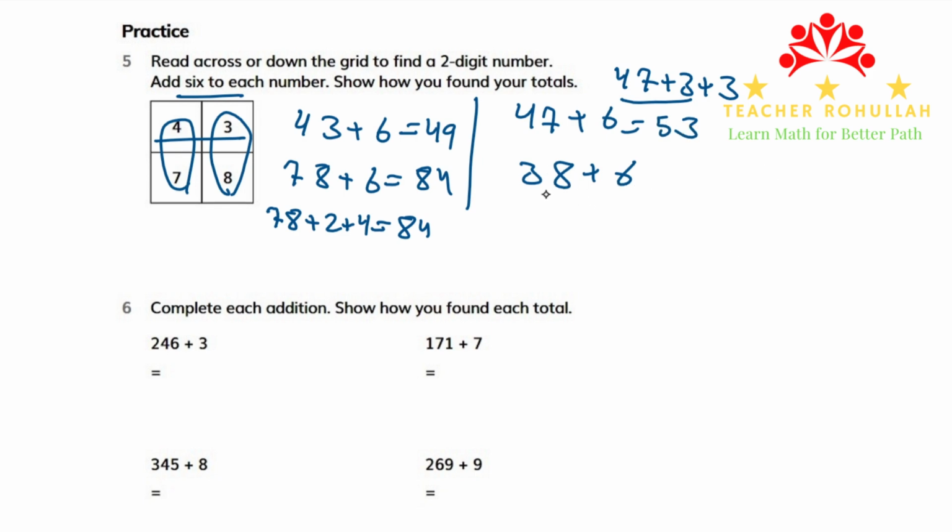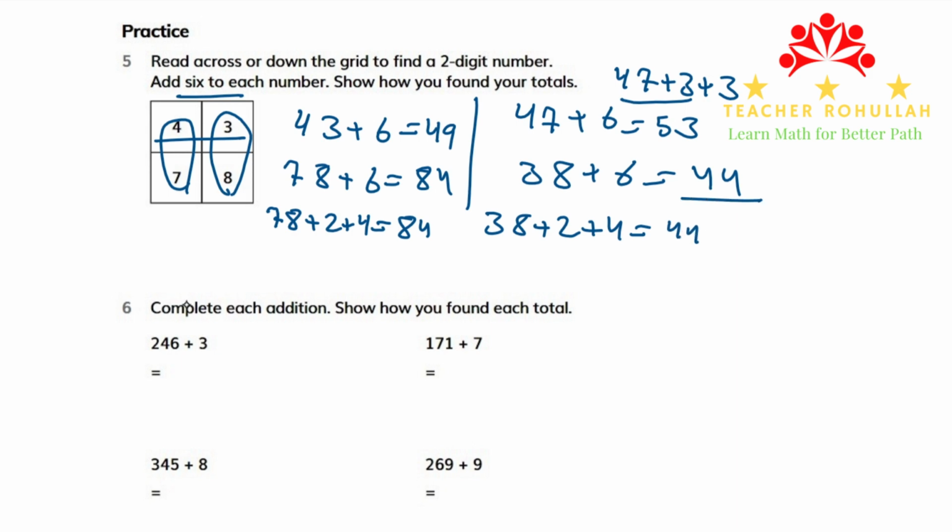47 plus 3 is 50, and 50 plus 3 is 53. 38 plus 6 will be 44. Again, let me show how I found this. 38 plus 2 plus 4. Why I put 2? Because 2 plus 38 will give us 40, which is a multiple of 10, and it becomes easier for us to add the other number. So 40 plus 4 is 44, which gives us the same answer.